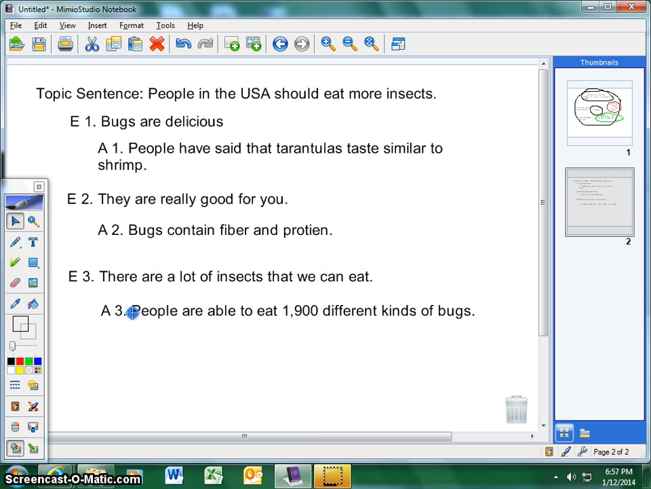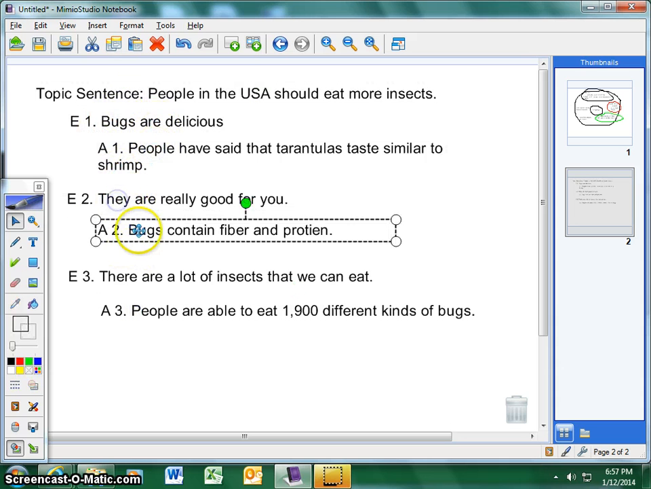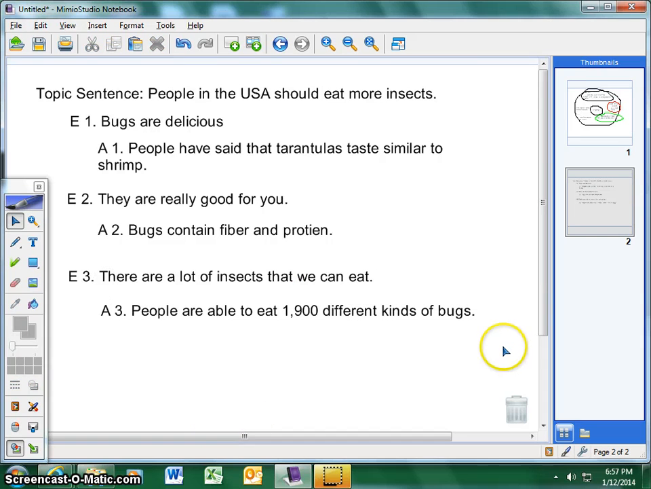We have got topic sentence, evidence, analysis, evidence, analysis, evidence, analysis. If you're at this part, then I would like you to go back to your circle graph that you created the other day, and I'd like you to try to make the same topic sentence pre-writing that I have shown you here. Okay?